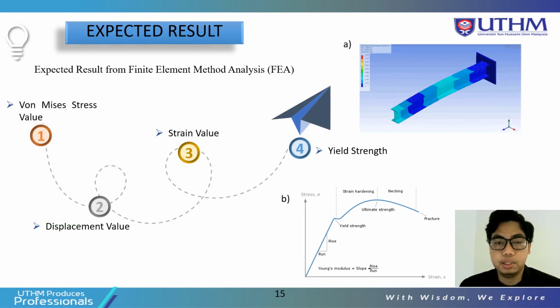Next is my expected result. So what will be expected from this research? The result from FEA will produce von Mises stress value, displacement value, strain value, and yield strength. The analysis will determine whether all these values are increasing or decreasing. The figure shows an example of a structure undergoing FEA in SolidWorks 2020 for displacement value. And the next figure is a graph of stress versus strain that relates to yield strength.